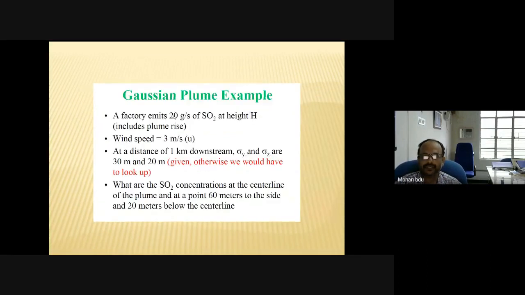And for example, this is a small example. A factory emits 20 grams per second of sulfur dioxide at high tide. The wind speed is 3 meters per second. At a distance of 1 kilometer downstream, the sigma y and sigma z are 30 and 20 meters. This 30 and 20 meters is normally given. Otherwise, based on the atmospheric stability, it can be easily taken from the graph, and I'll show you that graph. So what are the SO2 concentrations? This is the question. What are the SO2 concentrations at the center line of the plume, at a point 60 meters to the side and 20 meters below the center line? So the concentration at the center line is also required, 60 meters to the side and 20 meters below the center line.